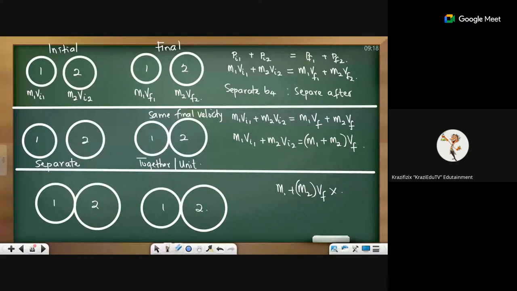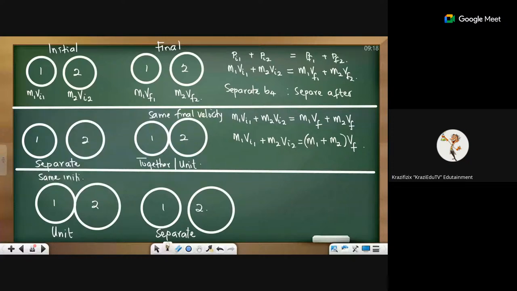Okay. Now, what about the third one? The third one is an explosion. They are together as a unit. And this one should be separate. Here, they are separate. If they are together as a unit, what does it mean? They have the same initial what? Velocity.